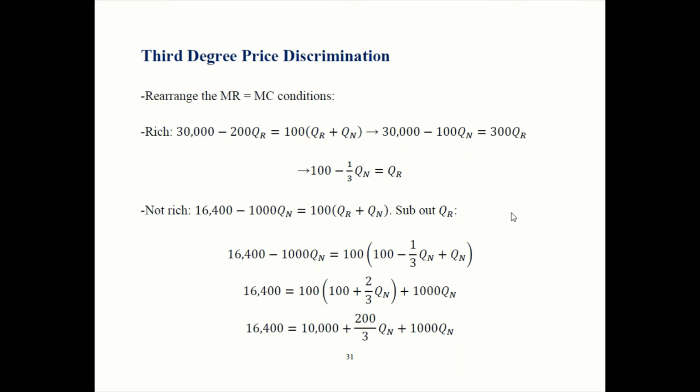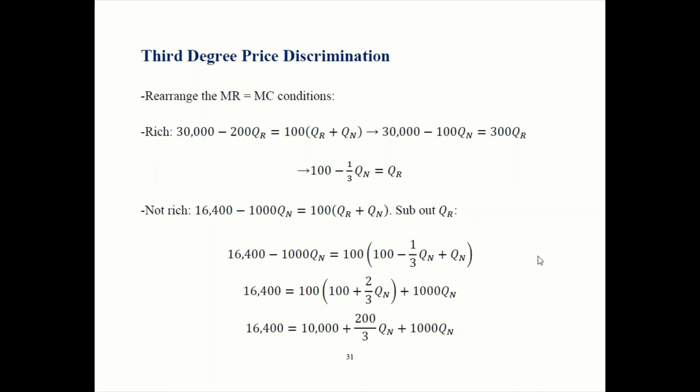With that in hand, we now go to the equation for the not rich. So we have their marginal revenue set equal to their marginal cost. However, now we know what QR equals. So we're just going to plug that in for QR. So we have marginal revenue equals 100 plus QR, but QR is just that. QR plus QN.